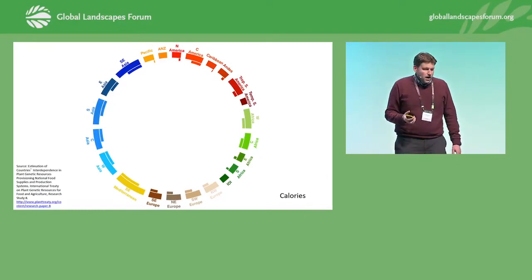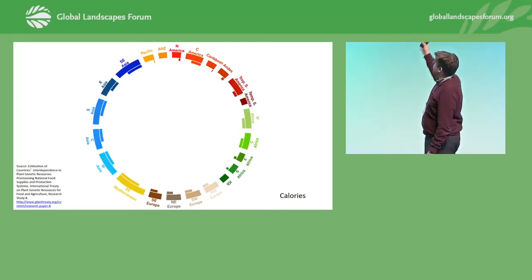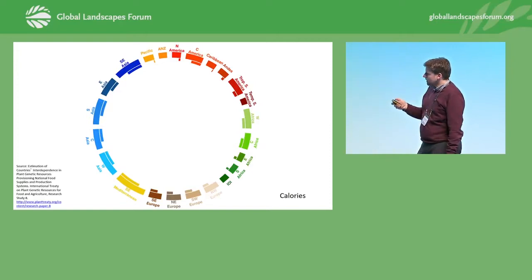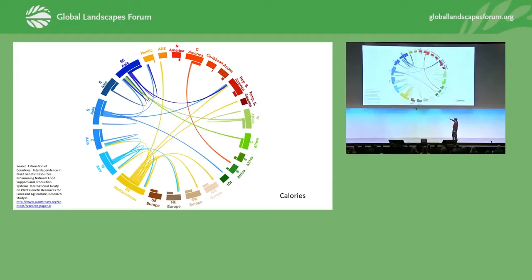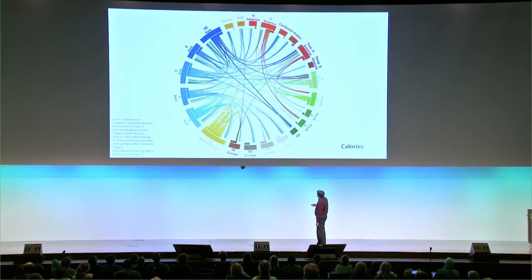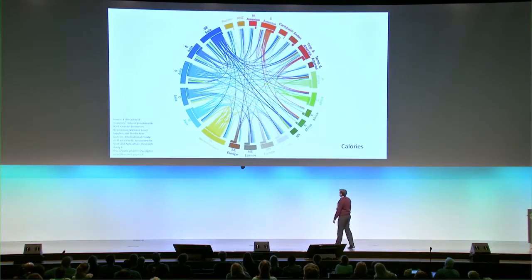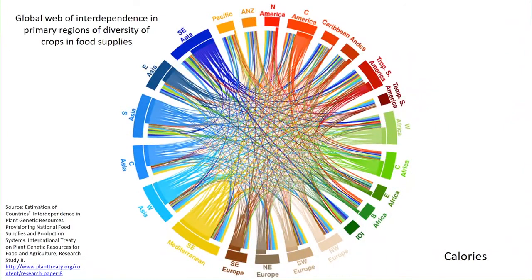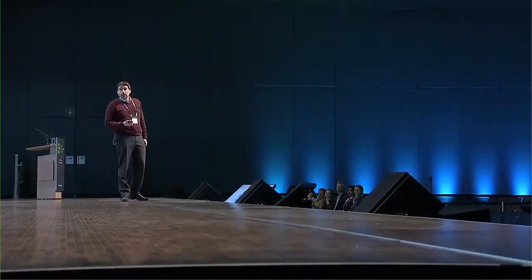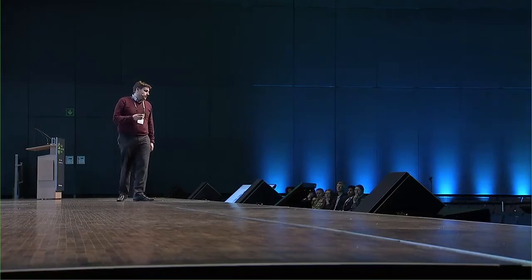And if you look at what we eat in the different parts of the world, as mapped out here in this diagram, you can see where the food calories that we're using are actually coming from, where the crops originate from. And if you do this progressively, you can see how every part of the world is connected to another part of the world. And we call this the global web of interdependence in primary regions of diversity of crops and food supplies. So crop diversity is a truly global common good. No country is self-sufficient in the diversity that it holds, and we are all, as humanity, dependent on each other to provide access to that diversity.